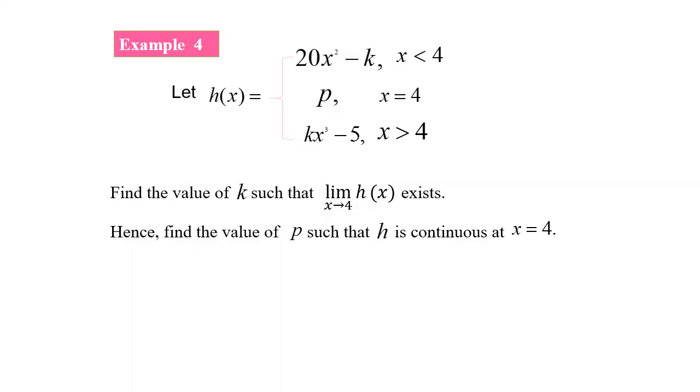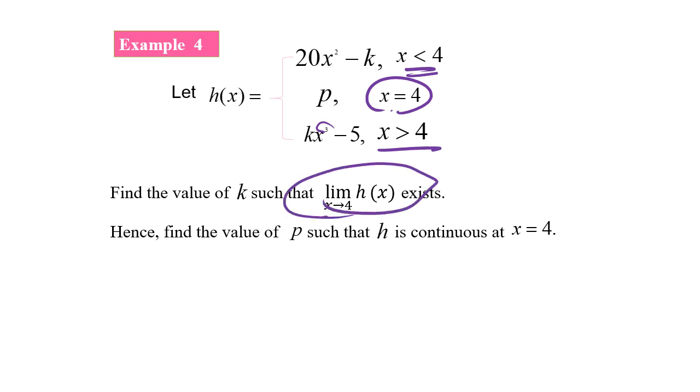The next example. So, let h(x) equal to, there are three separate functions here. 20x squared minus k as x less than 4, p as x equal to 4, and kx cubed minus 5 as x more than 4. Find the value of k such that the limit of h(x) as x approaches 4 exists. Hence, find the value of p such that h is continuous at x equal to 4.